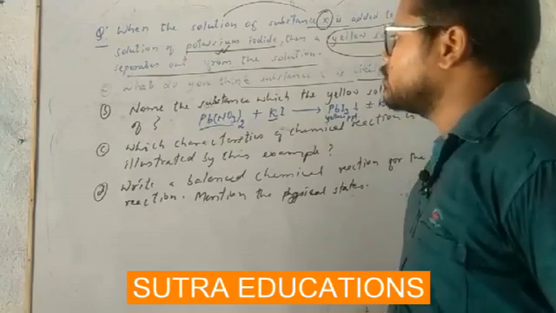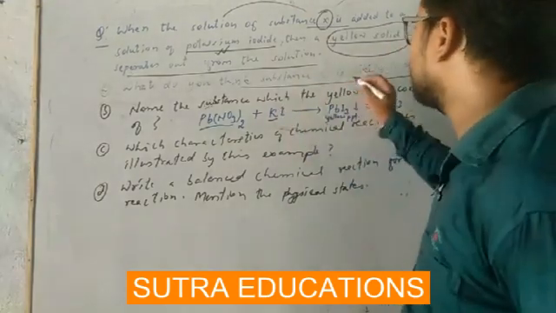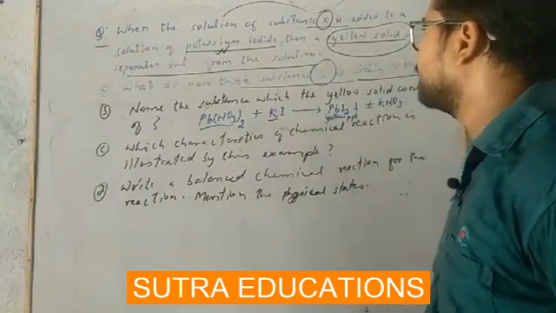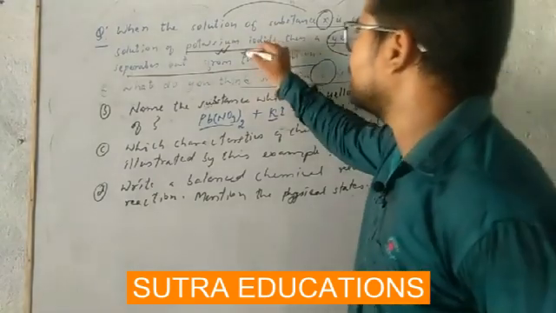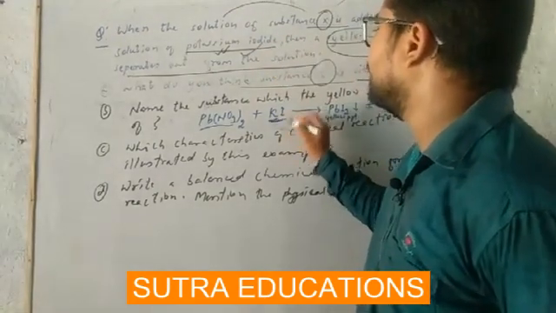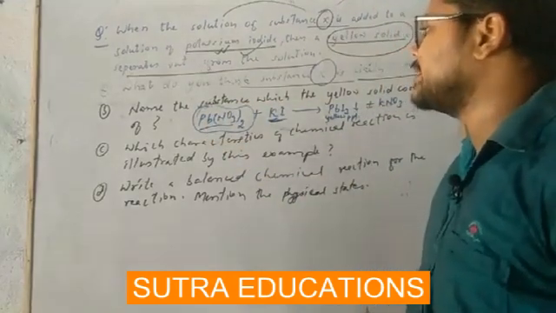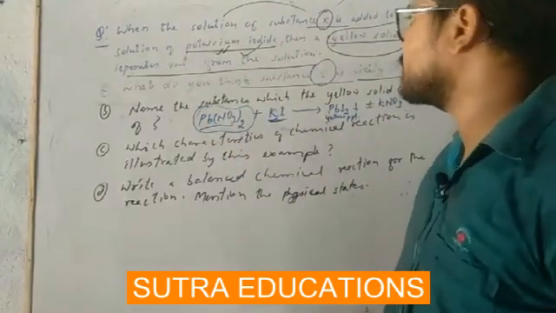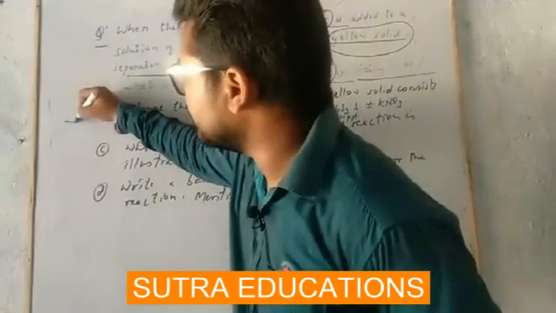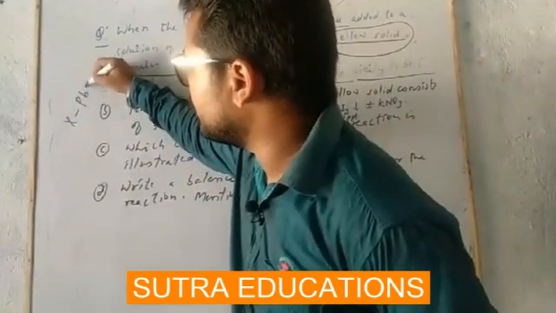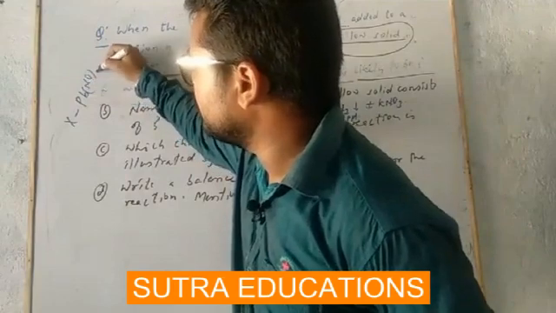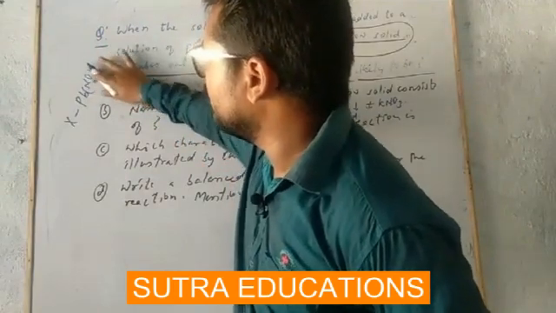So what do you think substance X is likely to be? We are adding potassium iodide to a solution of lead nitrate, so we will say X is lead nitrate. X is Pb(NO3)2.